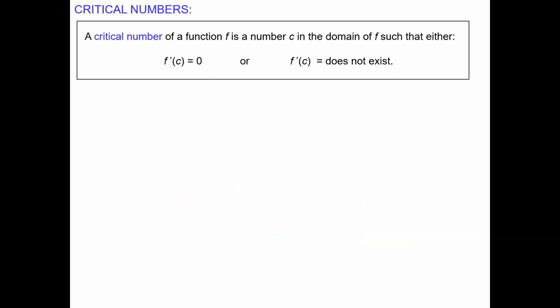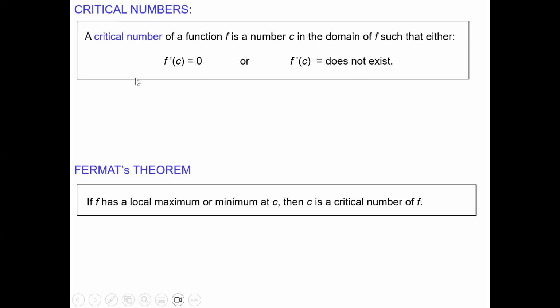Okay. Now let's look at critical numbers, the definition, the other way. A critical number of a function f is a number c in the domain, of course, of the function f such that either the derivative is 0 or the derivative is undefined. That's it. And we know how important the points are where the derivative is 0 and where the derivative is undefined. They are critical numbers. I also have Fermat's theorem. If a function has a local maximum or minimum at c, then c is always a critical number. Okay, because that's what we did.